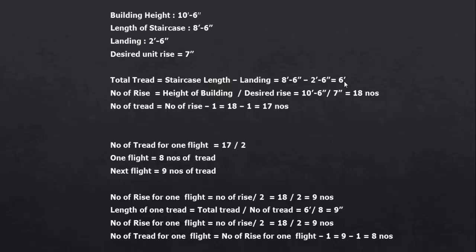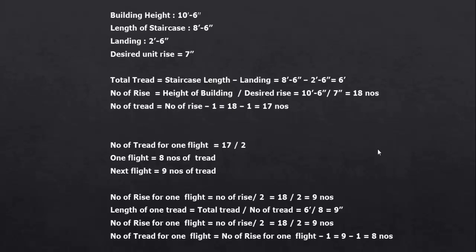Total number of thread 17 numbers, total number of rise 18 numbers. Number of thread for one flight 17 by 2, that is in one flight 8 numbers, in next flight 9 numbers. Number of rise for one flight 9 numbers, length for one thread 9 inch, number of rise for one flight 9 numbers, number of thread for one flight 8 numbers. So we are getting all threads and rise.